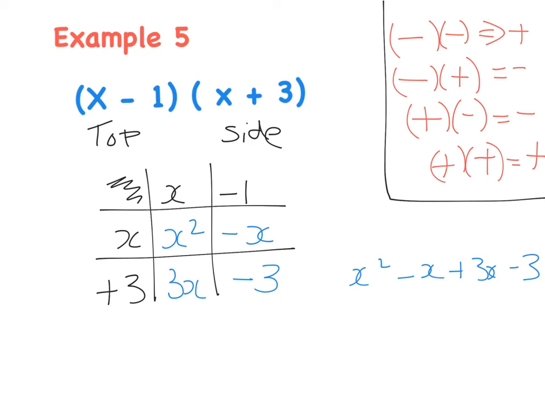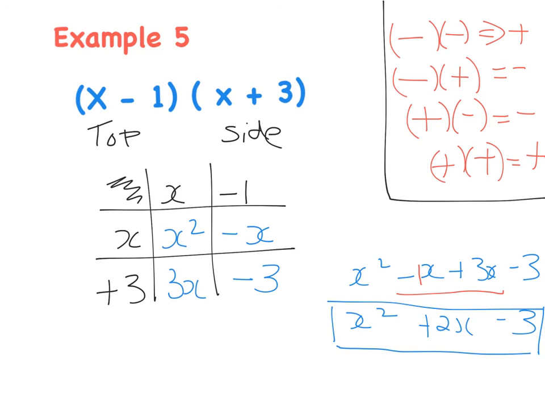Simplify it if we can, and we can see here we have a minus x, which is the same as writing minus 1x. So we have a minus 1x and a plus 3x. So minus 1 plus 3, remember we're not multiplying here, we're just doing adding and subtracting. So minus 1 plus 3 will give me plus 2x. And I have an x squared and a minus 3. And so my final answer is x squared plus 2x minus 3. So take your time with the negative ones because these rules will be used.